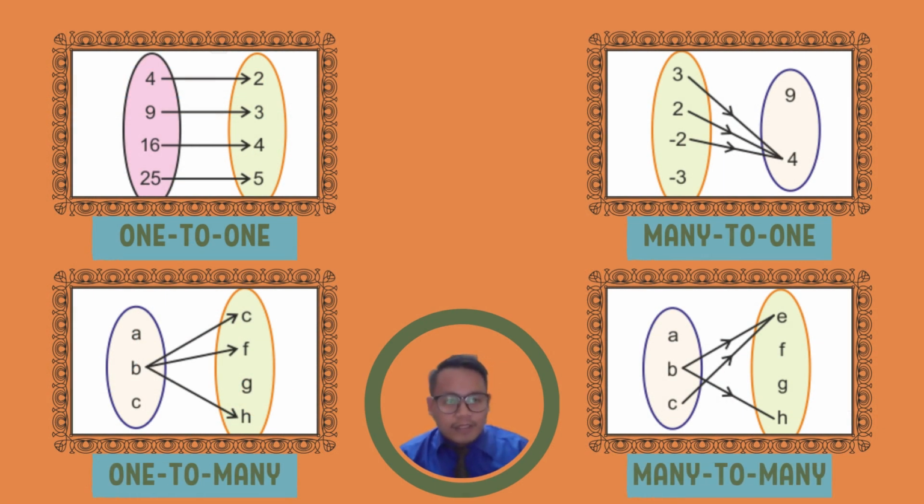Okay, we proceed to the example of mapping. Here we can see example one is a one-to-one mapping, and this one is many to one, and one to many, and many to many. Okay, I pass to my friends.